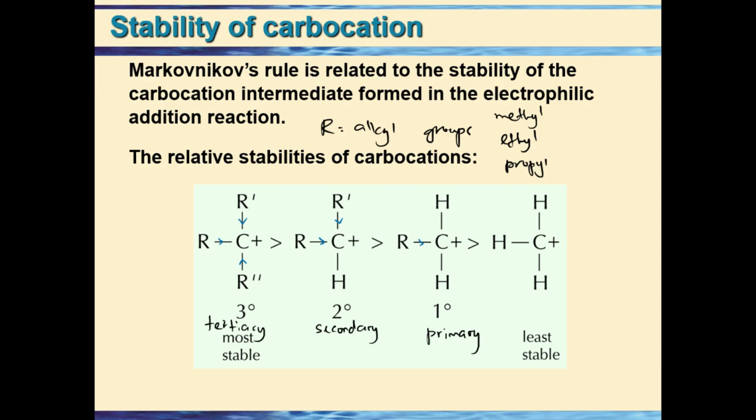Stable means they like to stay as they are, they don't like to change, right? So they are stable. More alkyl groups, less positive is the carbon, and more stable is the carbocation. So tertiary has 3 alkyl groups, so this carbon is the least positive. A primary carbocation has only 1 alkyl group, so this carbon is the most positive one, so it is the least stable.